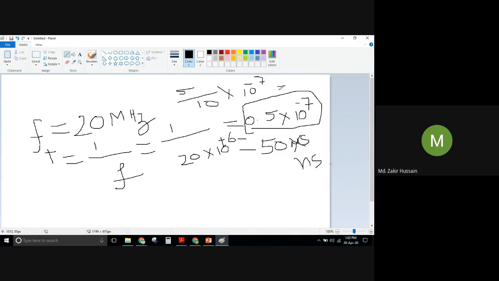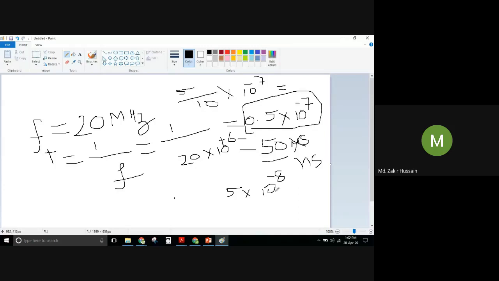So this 500 is nanoseconds. 500 nanoseconds. That's what? 50 nanoseconds, no? 500, sir. Okay, 500, sir. Okay, we'll work it out now. No issues, very easy. This is 5 into 10 to the power of minus 8.